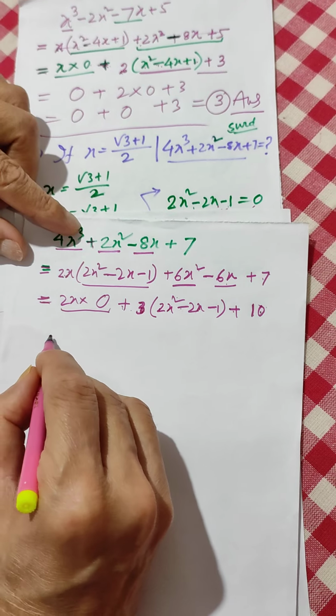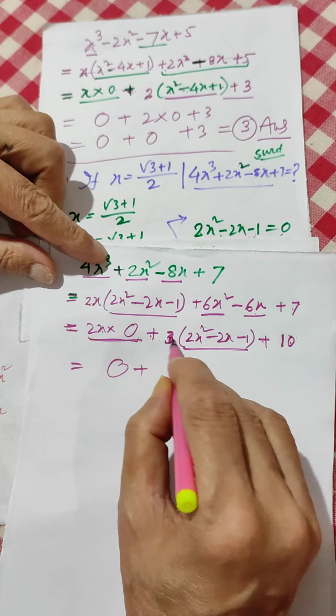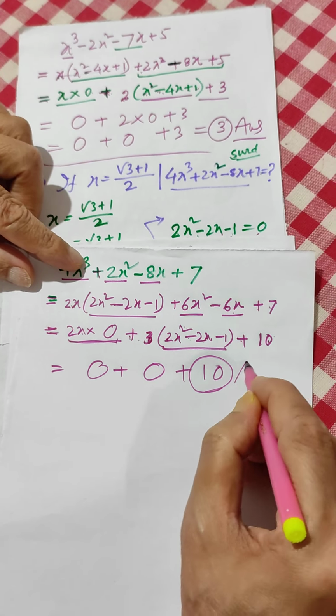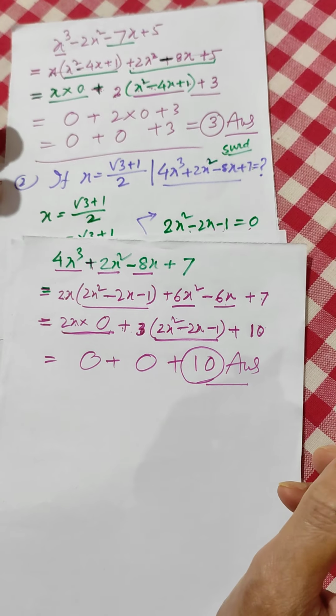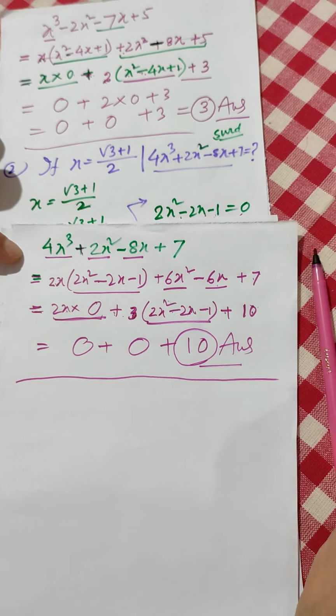Okay. So now this is 0. So 3 into 0 is 0, plus 10. So this 10 is the answer. So you see, the answer is 10. Is it clear? So you see the adjustment method.